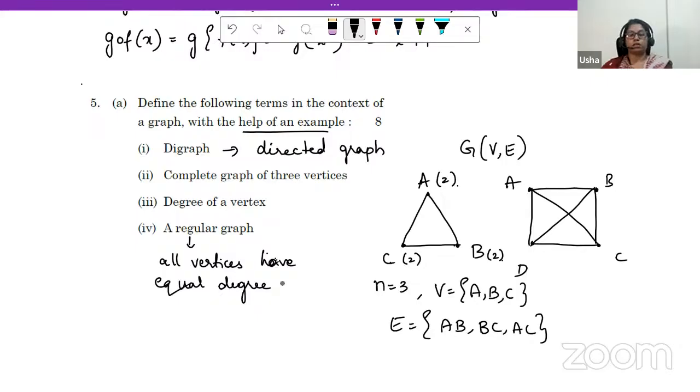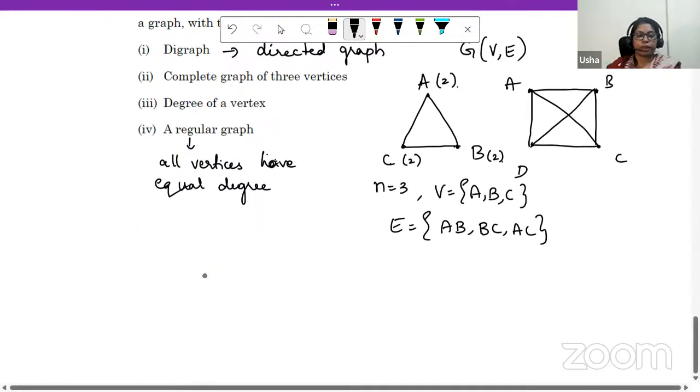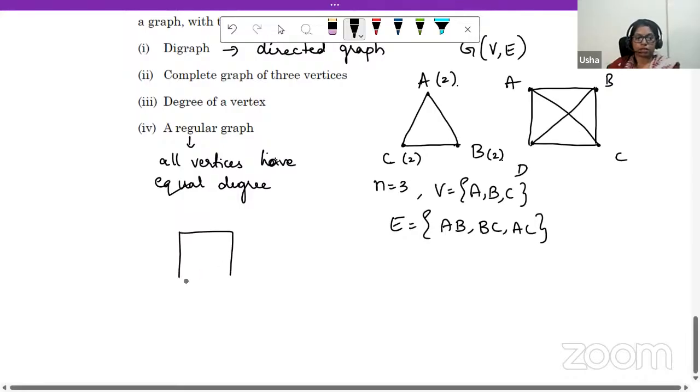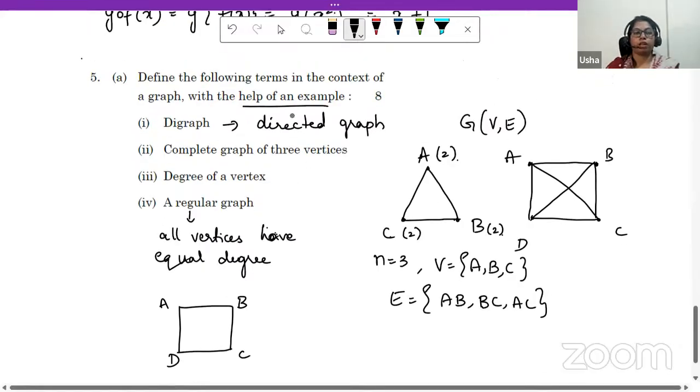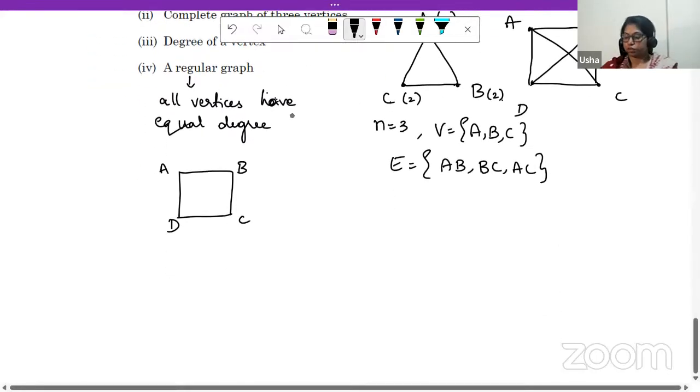So in a graph, if all the vertices have the same degree, then that is a regular graph. So if you write like this, it is a regular graph, but not a complete graph. Here, all vertices have degree 2. Okay, this is a regular graph. These are the examples of graphs.